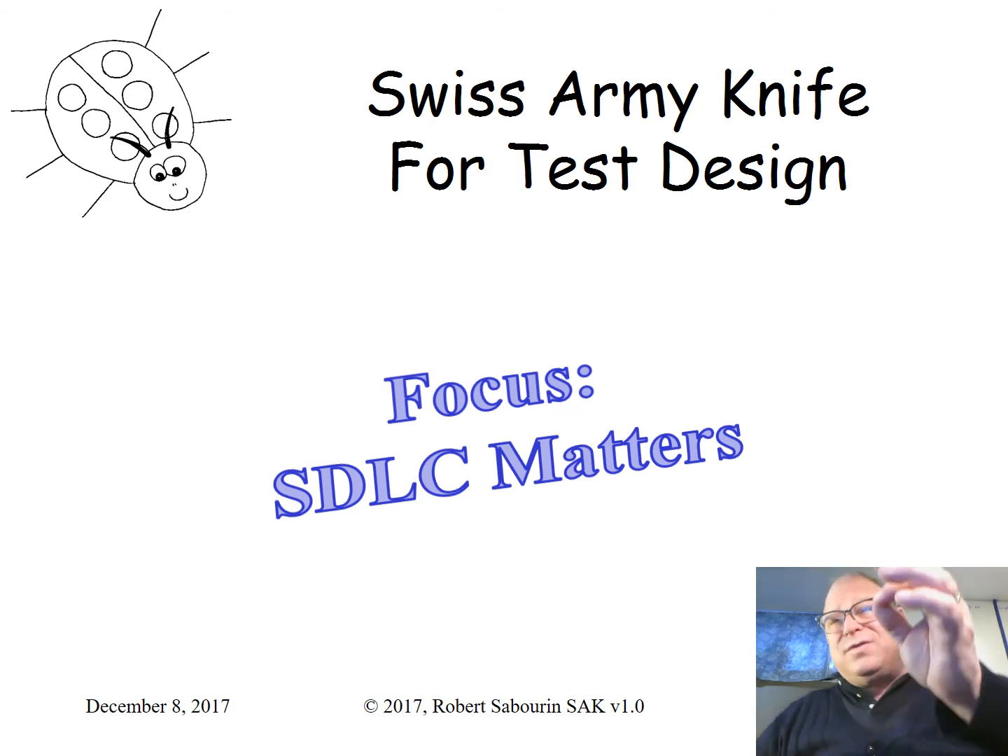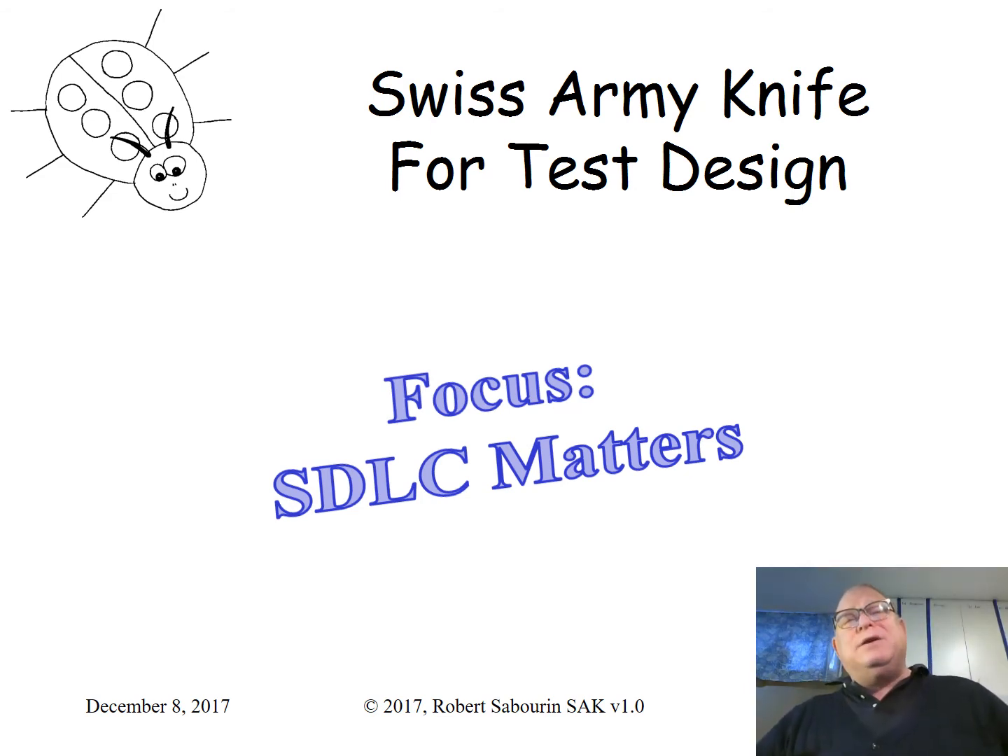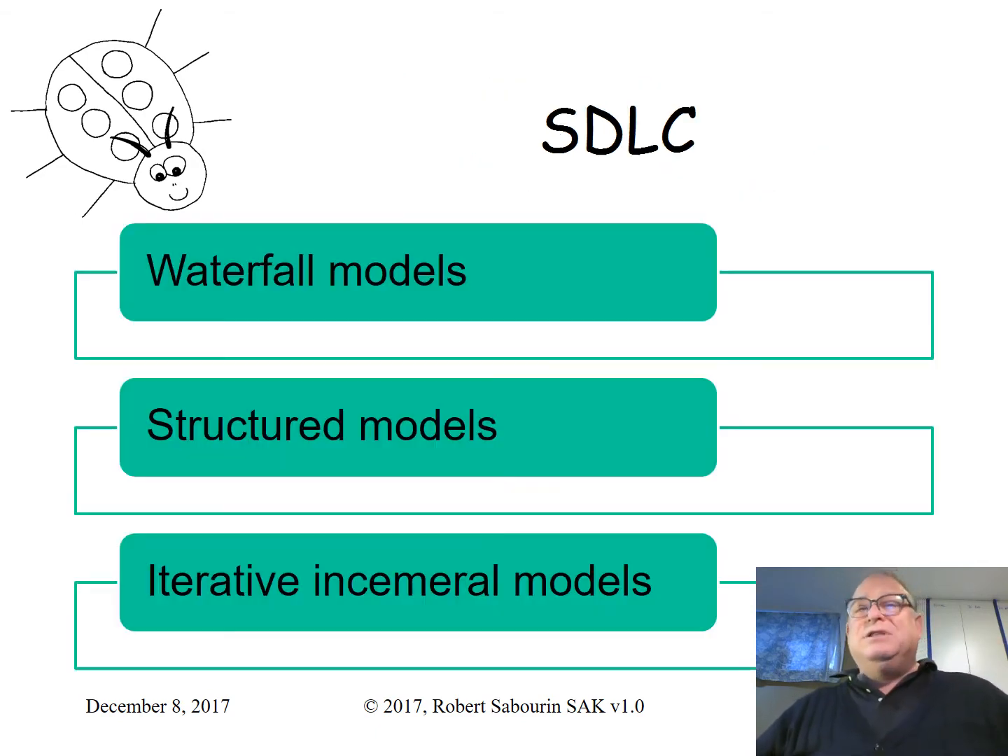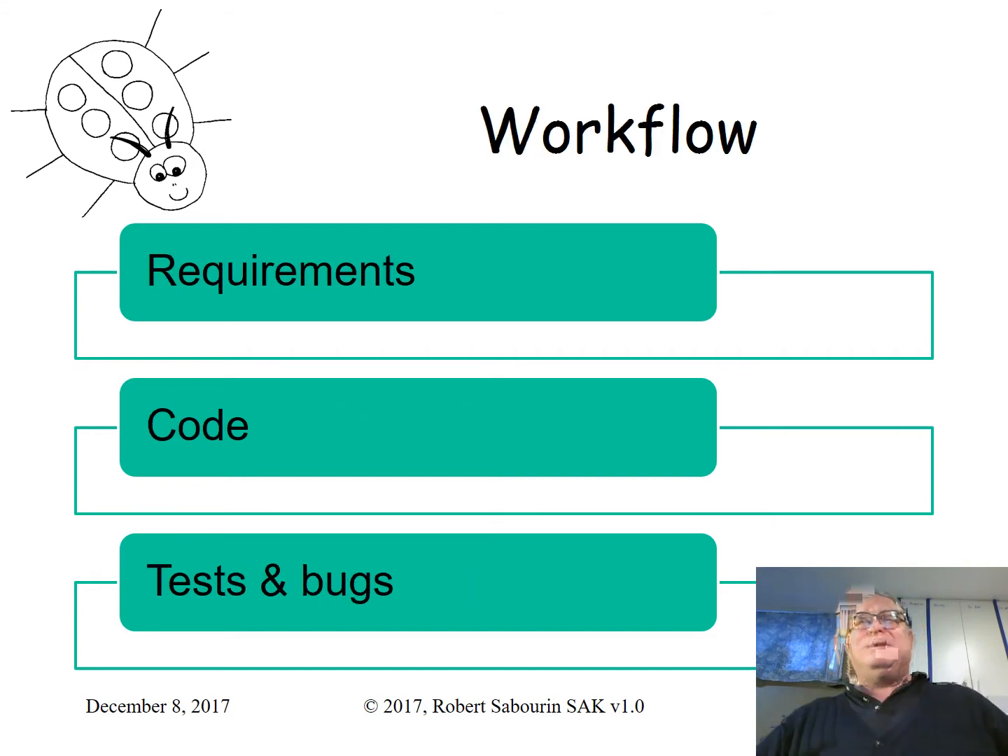Test design also may vary a little bit depending on your SDLC. Now, SDLC stands for Software Development Lifecycle, and in different life cycles, we have different times we do different types of testing, different focuses of testing. We could have waterfall models, which are phased, structured models, which have established clear workflows, and iterative incremental models, which are a little bit more aligned to stuff today. You might see agile stuff like Scrum and Kanban. So different life cycle models would necessitate different types of testing at different times.